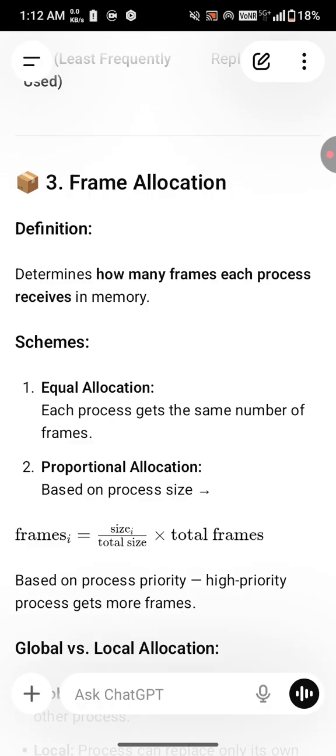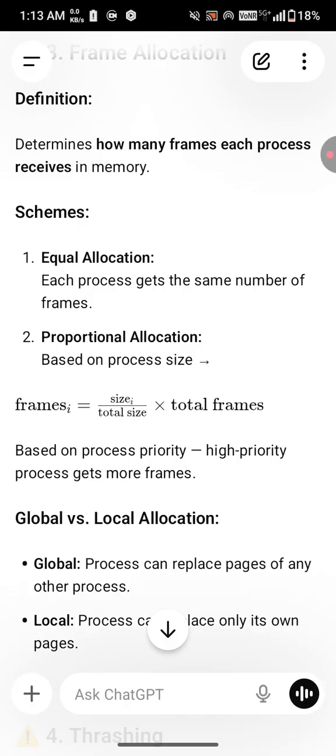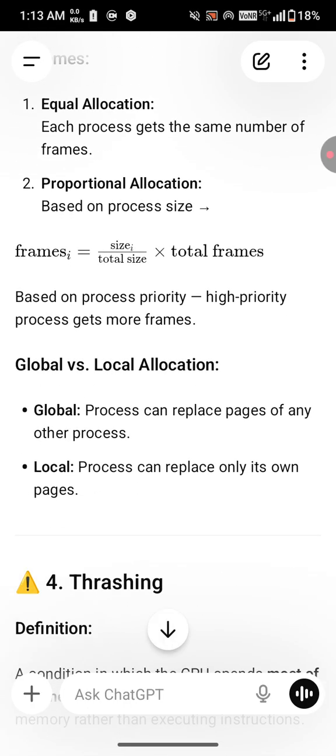Frames for process i equals size i divided by total size, times total frames. Based on process priority, high priority processes get more frames. Global versus local allocation. Global: a process can replace pages of any other process. Local: a process can replace only its own pages.